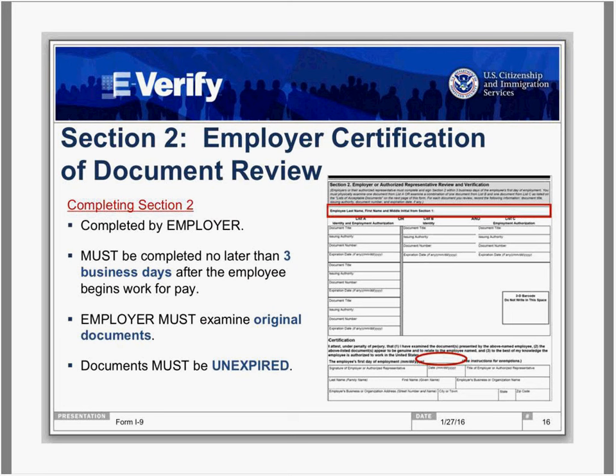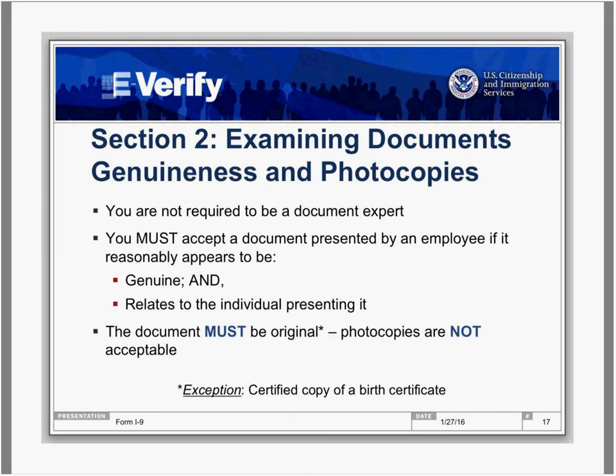Going to the left-hand side, a couple more of those comments. Original documents. When an individual shows you that list of acceptable documents from list A or C, they have to be original documents. Can't be any copies. There's only one document where you can accept a certified copy, and that's a birth certificate. Other than that, they all have to be original documents. And as you see in the last comment there, documents must be unexpired. You can't accept an expired document.